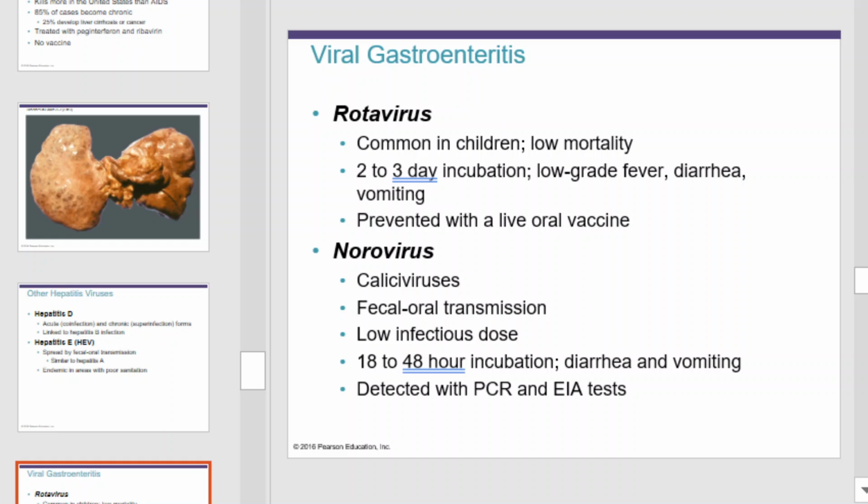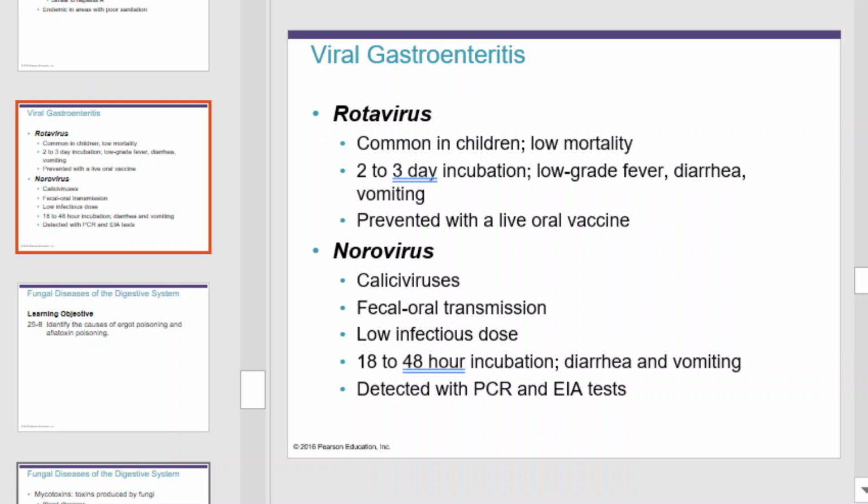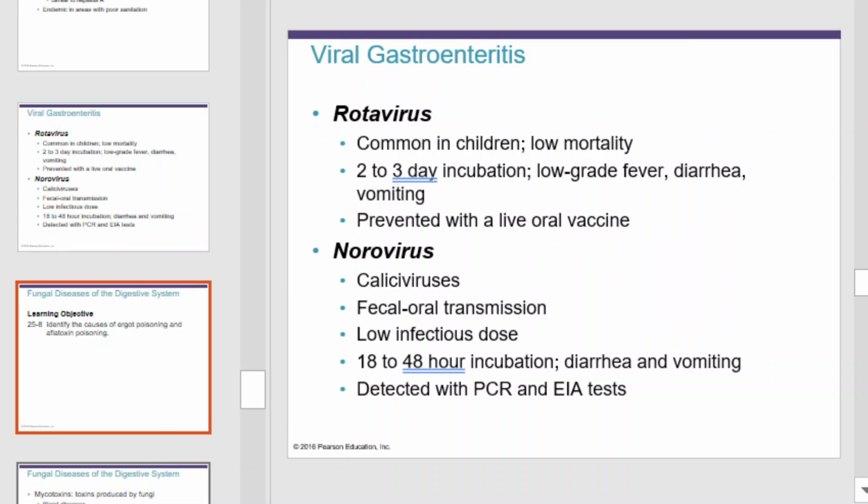Viral gastroenteritis may also include rotavirus and norovirus. Rotavirus is common in children, has a low mortality rate, and a 2 to 3 day incubation period, creating a low-grade fever, diarrhea, and vomiting. It's prevented with a live oral vaccine. Norovirus, or calicivirus, is also passed by fecal-oral transmission, takes a very low infectious dose, and has an 18 to 48 hour incubation, leading to diarrhea and vomiting. It is detected with PCR and EIA tests.